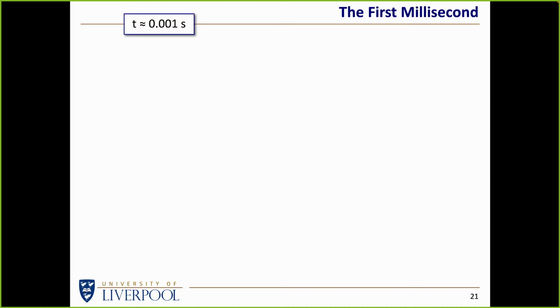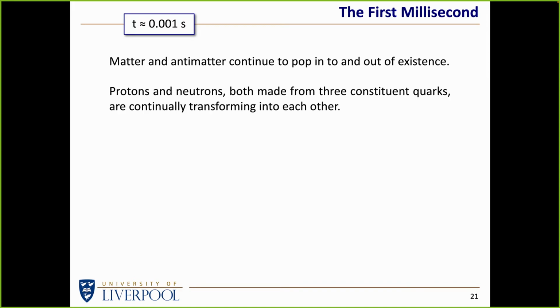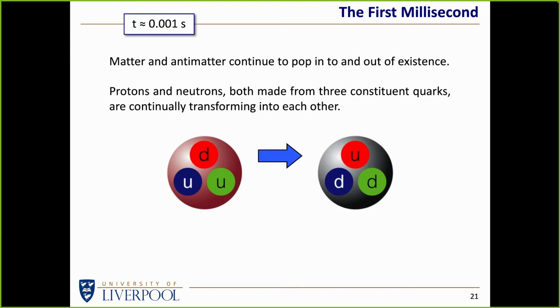If we fast forward now to a millisecond after the Big Bang, matter and antimatter are continuing to pop into and out of existence. And because the temperature has now fallen a little bit, it's possible for quarks to get together into groups or into configurations that we give particular names. We're not going to worry about the details of the quarks, but when certain quarks get together, we call that collection of quarks a proton. So on the left-hand side, a particular collection of quarks, if you like, in a bag, we call a proton. And a different arrangement, a different configuration, if you like, of quarks is what we call a neutron.